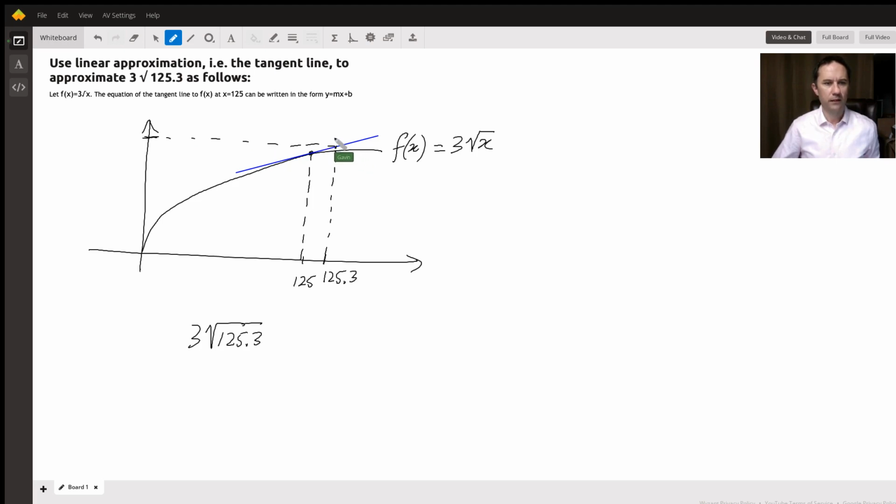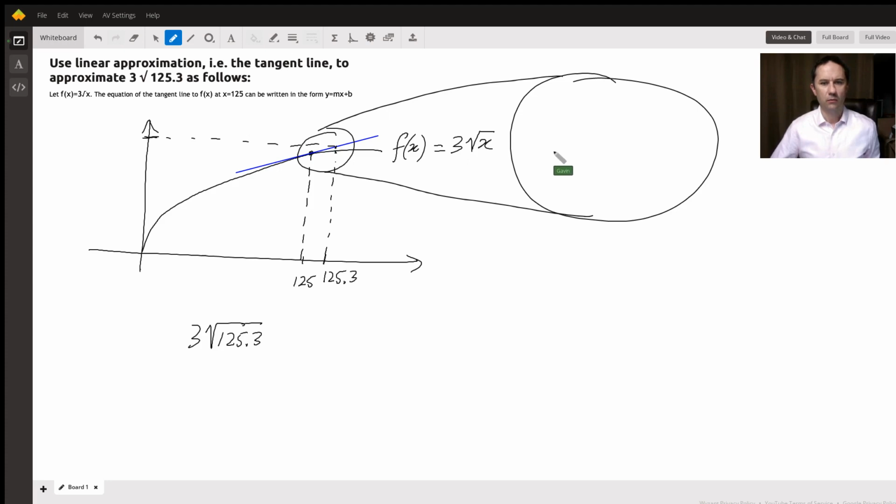and that there will be fairly close, because if you zoom in on that, it'll look like this. And that point there is 125, the cube root of 125, and then this point here on that line will be an approximation of the cube root of 125.3. Okay, so now that's our aim.